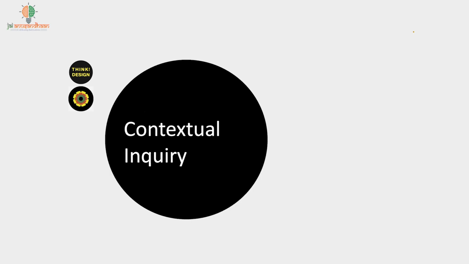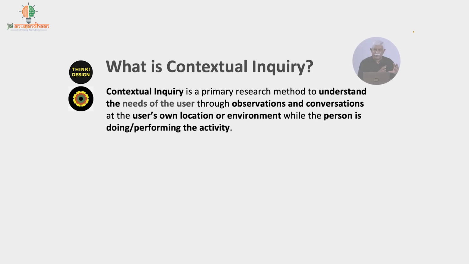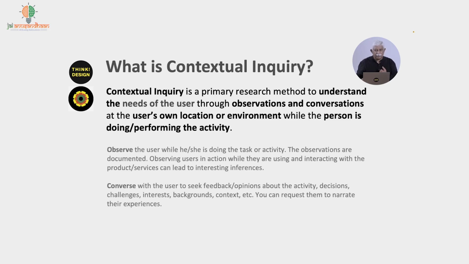So what is contextual inquiry? Contextual inquiry is part of the primary research. You do it through observations and conversations. You need to go to the place or the location or the environment where the user is performing his activity. So you need to observe the user while he is doing that activity. The observations are documented.